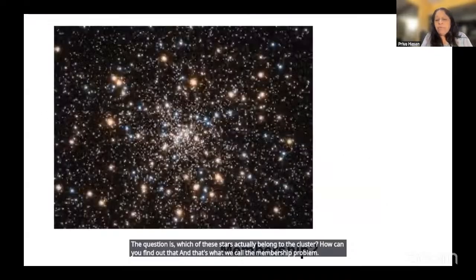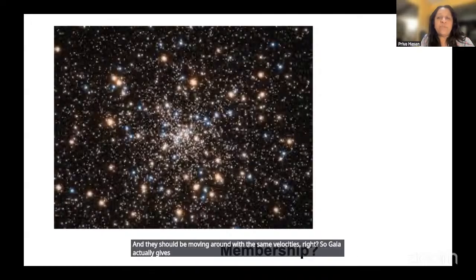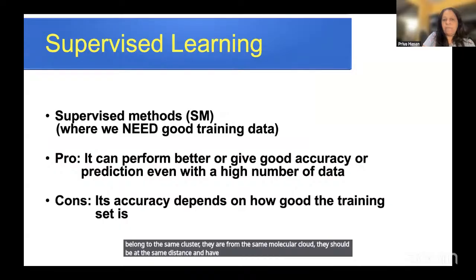Now, there are different ways of studying the membership problem. The safest one is that if all these stars were born together from the same molecular cloud, they should obviously be at the same distance and moving around with the same velocities, right? So Gaia actually gives an answer to this question of membership, because if stars belong to the same cluster, they are from the same molecular cloud, they should be at the same distance and have the same velocities.